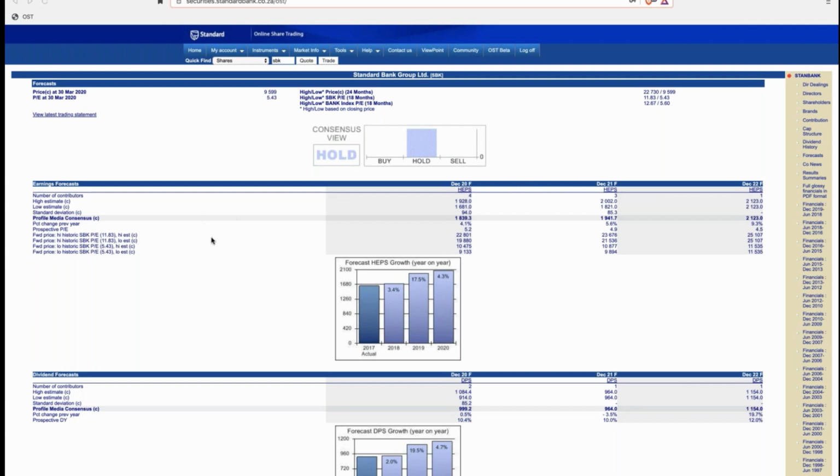So what we've got here is the earnings forecast, the earnings per share. So we've got 4 expectations. It tells you what the high and low was. So from 1681 to 1928, that's not too big. It's about a 20% range. The change over previous year, as well as what the PE will be, as well as the prospective prices on current PEs.